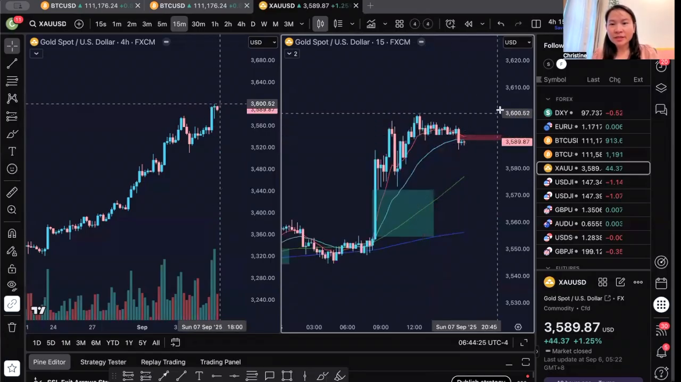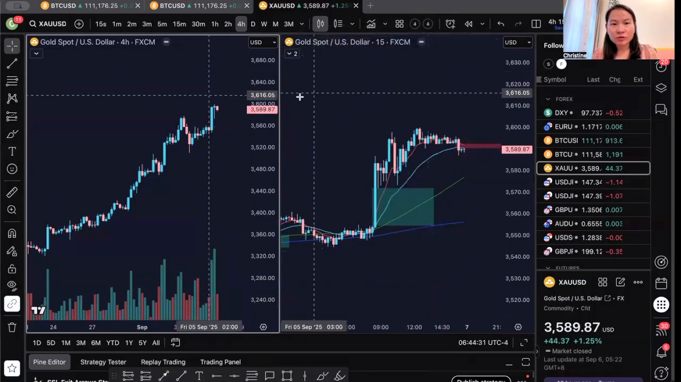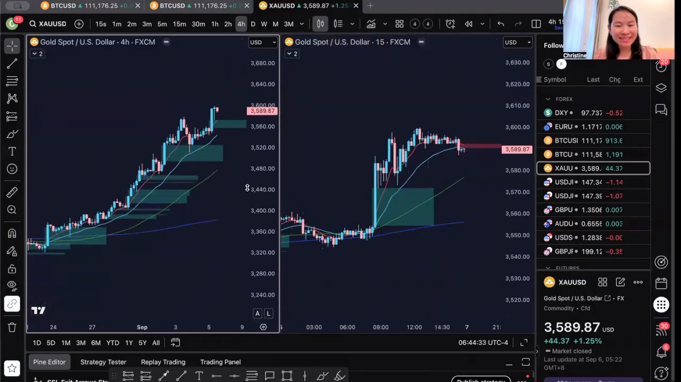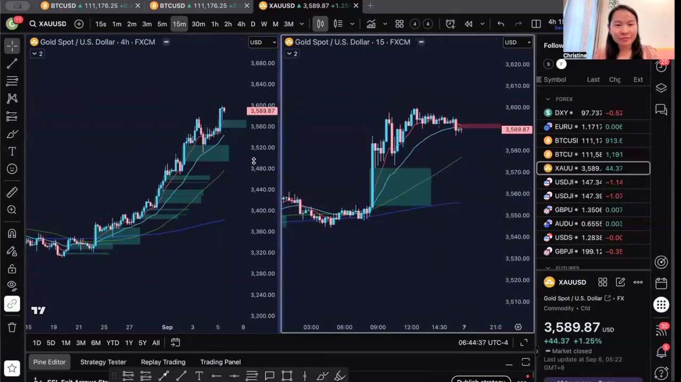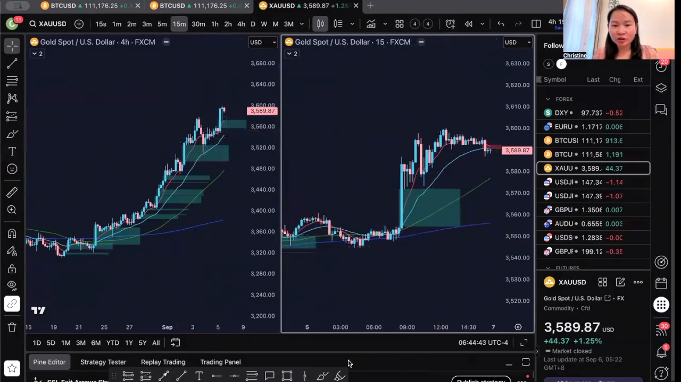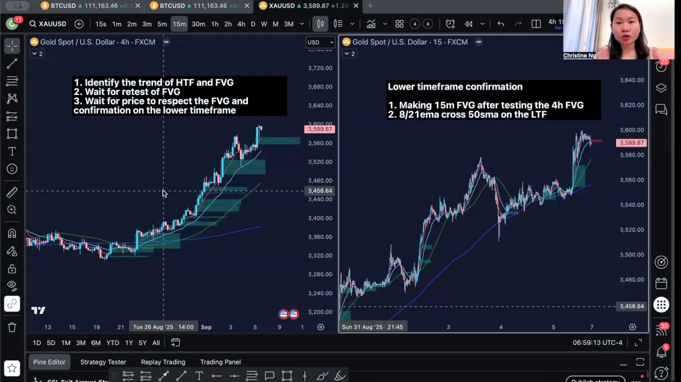And with this template, you can apply the same template onto the other chart so that you don't have to key in the settings one by one again. So right now here we have our indicators, the fair value gap and the moving averages to help us identify the trend. Let me walk you through the 3 steps in the strategy.